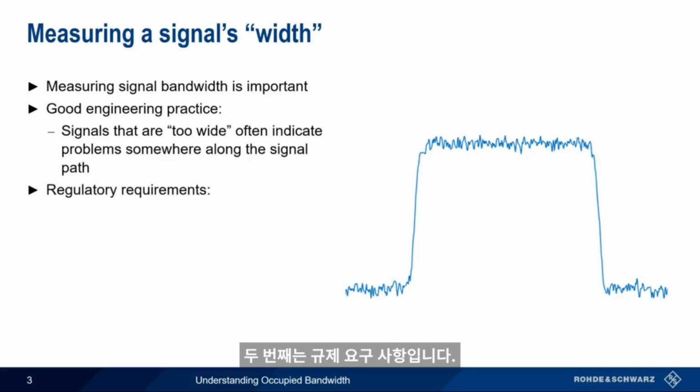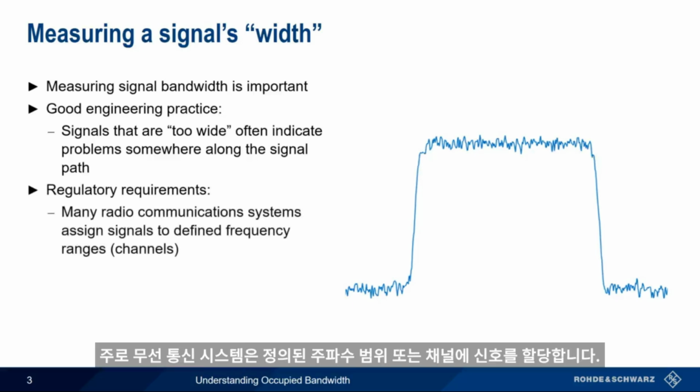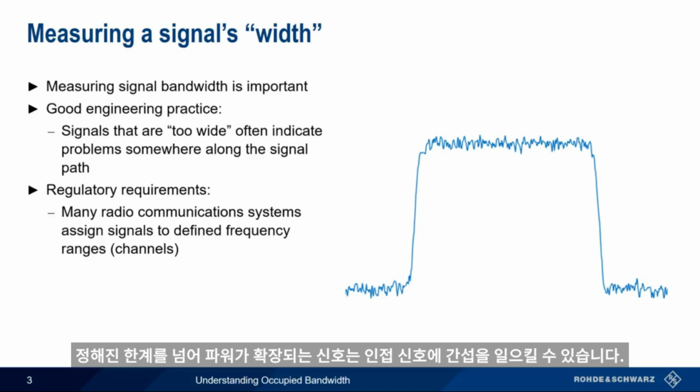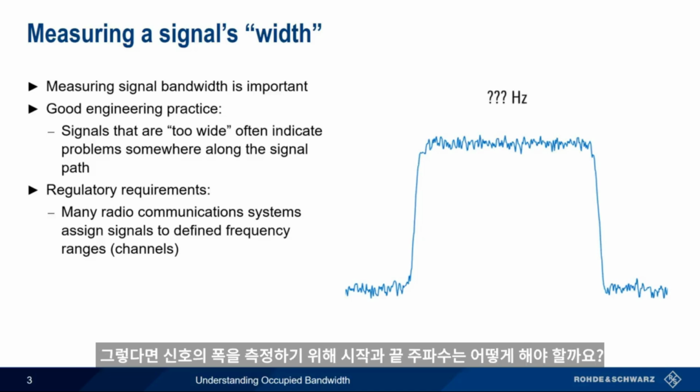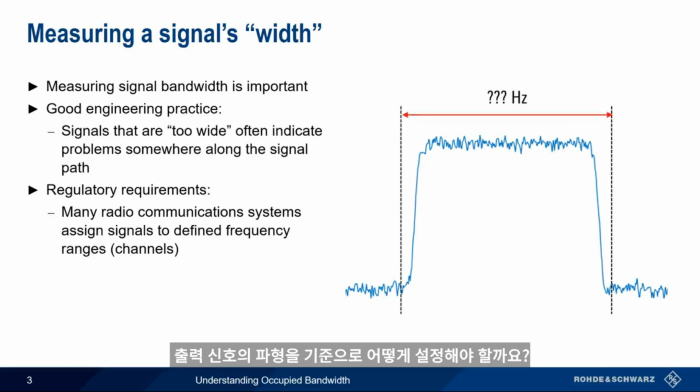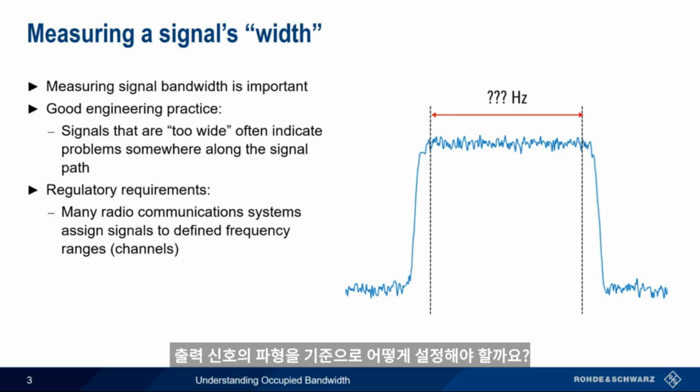Regulatory requirements are another reason why measuring signal bandwidth is important. Many, if not most, radio communication systems assign signals to defined frequency ranges, or channels. Signals whose power extends beyond these limits can cause interference to neighboring signals. But how do we measure a signal's width? How do we choose the start and stop frequencies? Do we measure it using these limits? How about these? Or maybe even these?